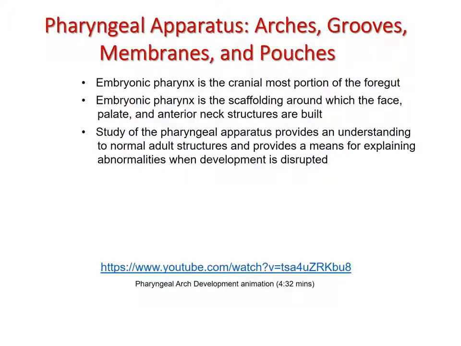A sound understanding of the embryologic development of the pharyngeal apparatus and its derivatives helps in the understanding of the normal adult structures of the face and neck and in explaining congenital abnormalities when development is disrupted. Much of the face and neck are derived from the pharyngeal apparatus, which on the previous slide we said consisted of a series of pharyngeal or branchial arches, grooves, membranes, and pouches.